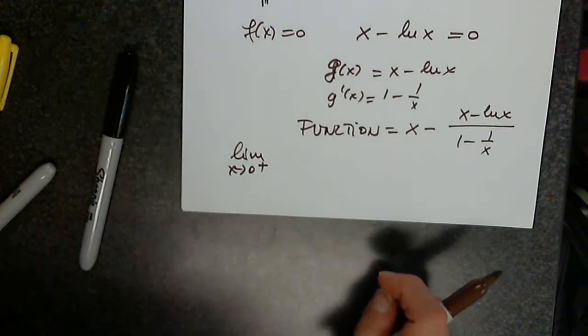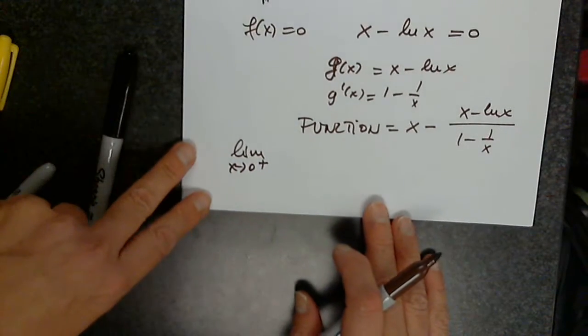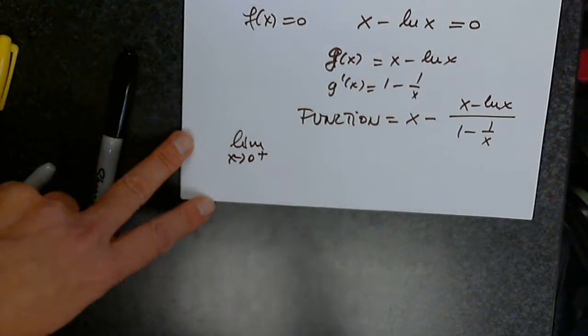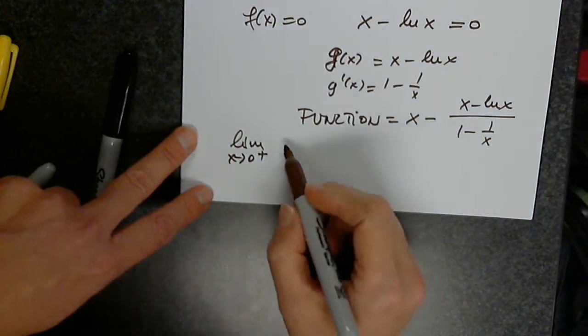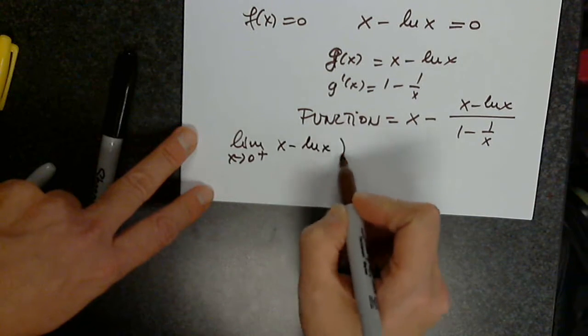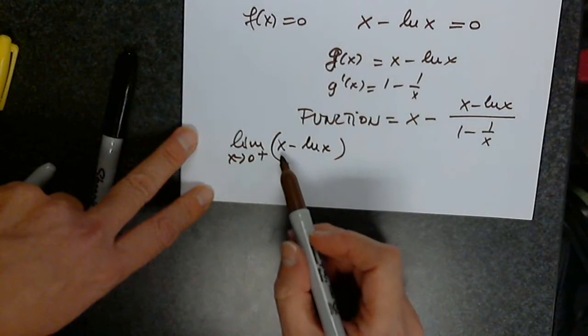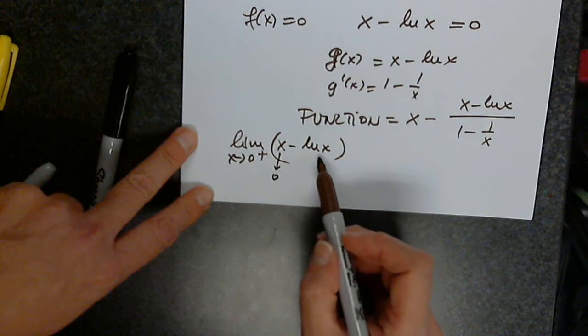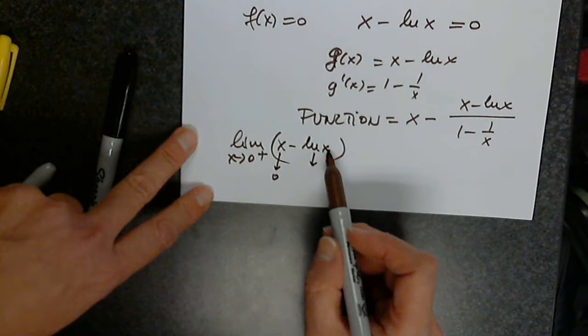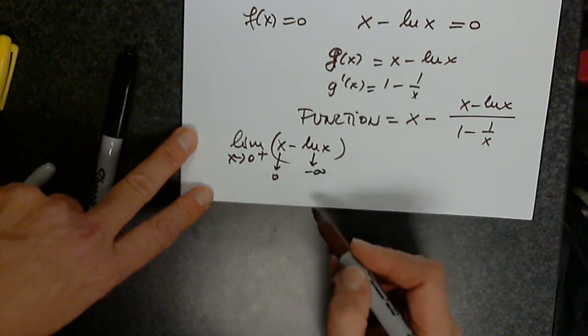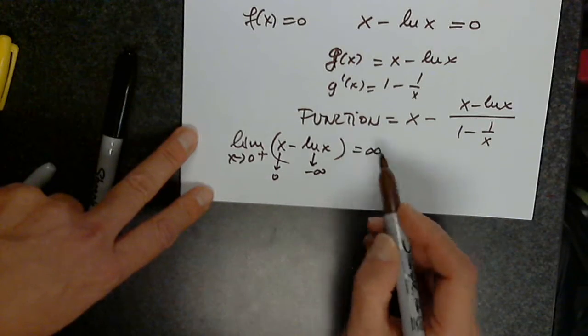Of course, sorry. So as x approaches 0 from the right of x minus natural log x. So this is 0, and this is 0 from the right will be negative infinity, with minus in front is infinity.